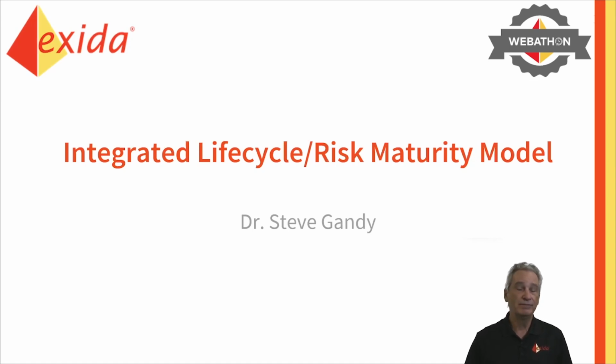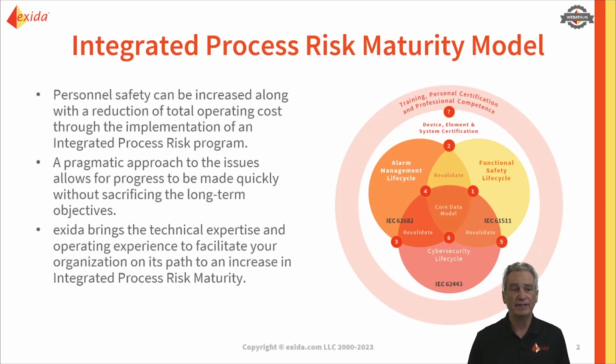And of course we know very well now the problems with cybersecurity incidents where we can have malware being introduced into the control systems and the safety systems that can effectively bypass them and allow an attacker to manipulate the process to cause some unstable and potentially dangerous situation. So those three, the functional safety, the alarm management, and the cybersecurity are all an integral part of that. And this is where it comes into play with taking an integrated process risk maturity model approach.